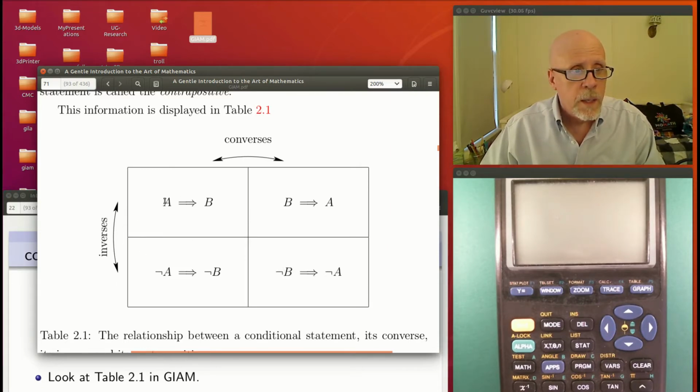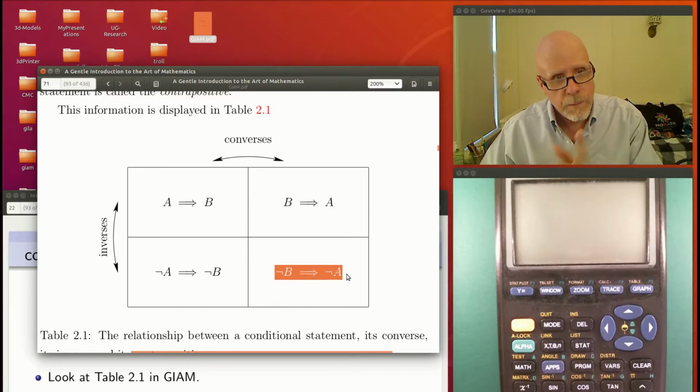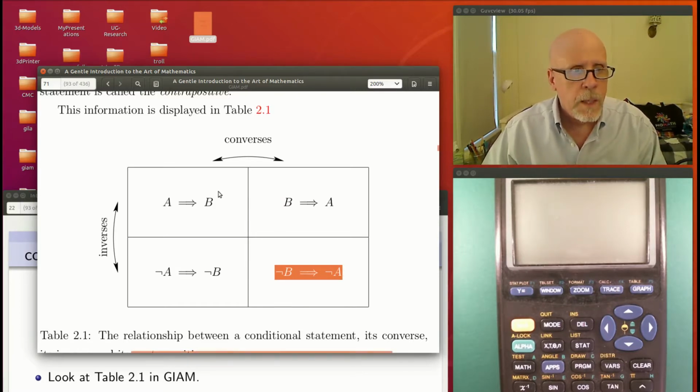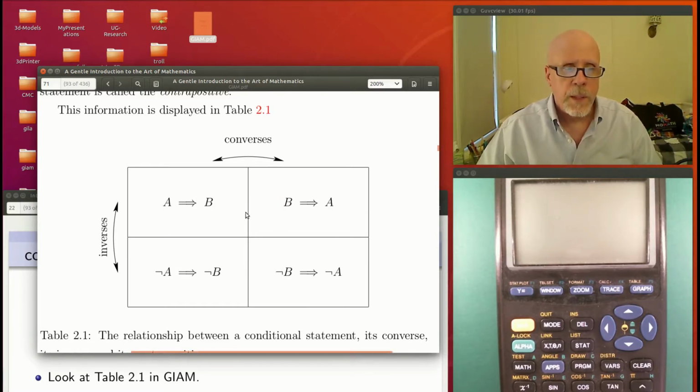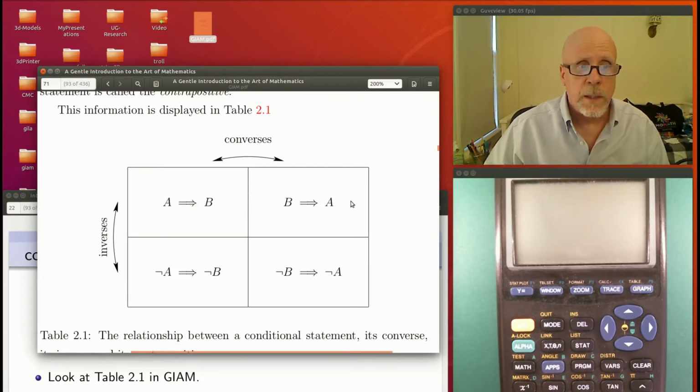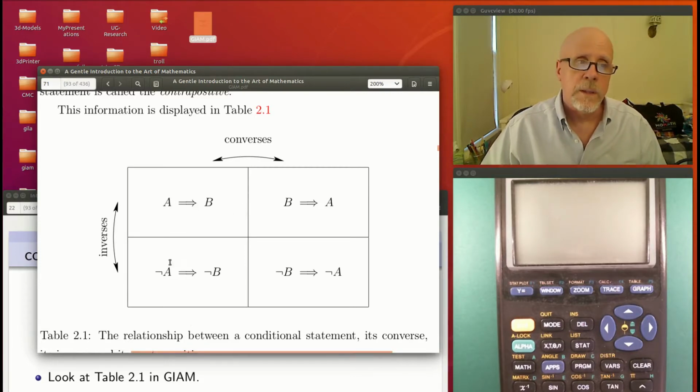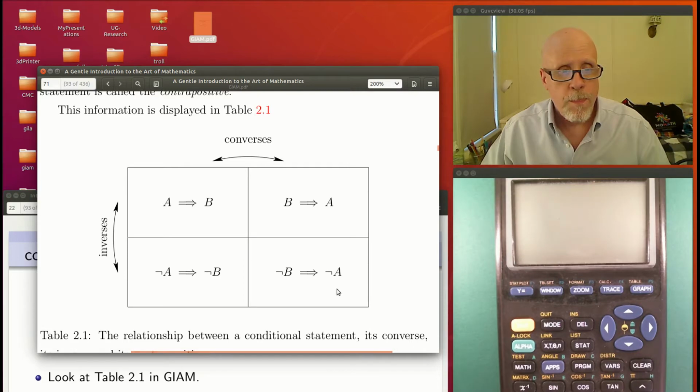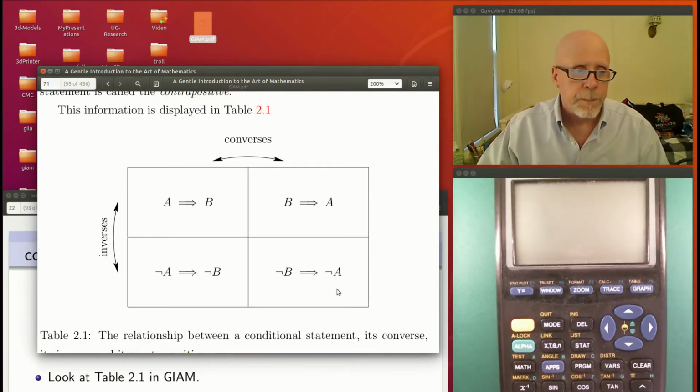This is A implies B, and that's its inverse. This is the converse of A implies B, and this is the inverse of that one, the converse. You can think about the contrapositive. It's sort of interesting that if you take the converse and then take the inverse, it's the same thing as if you take the inverse and then take the converse. I suppose that makes sense. Those are the 2 changes that end up sort of canceling one another.